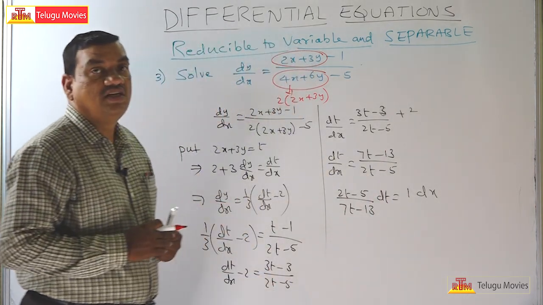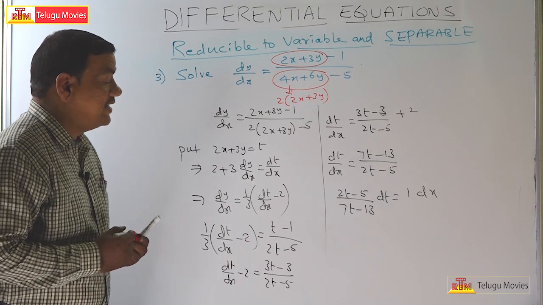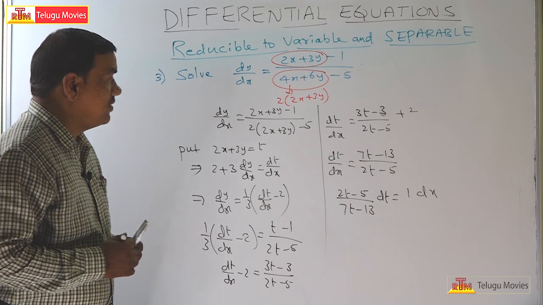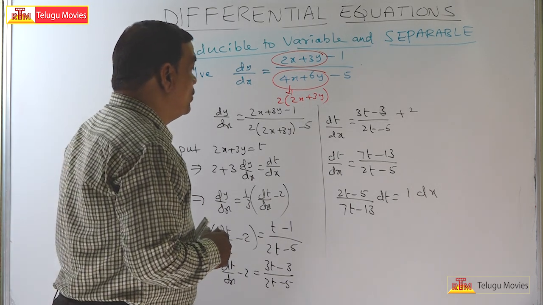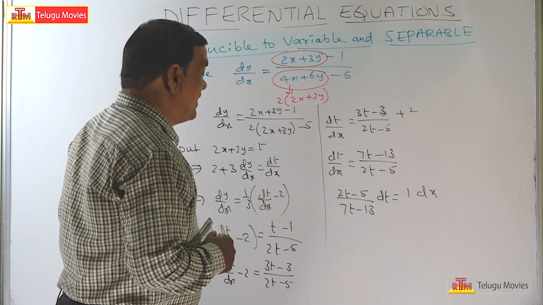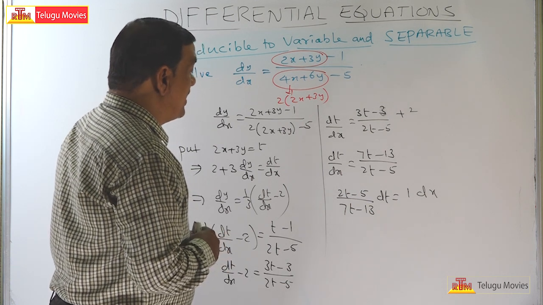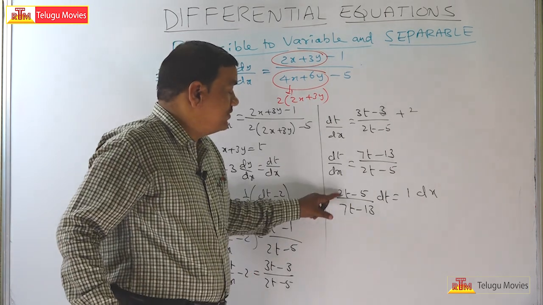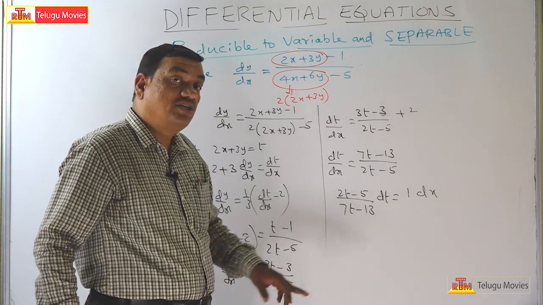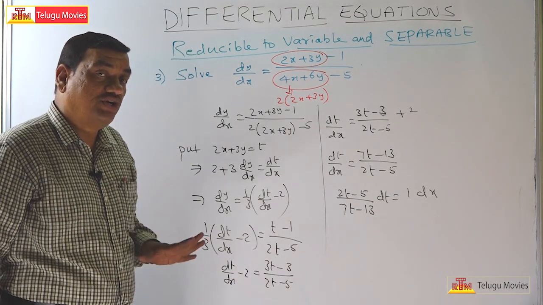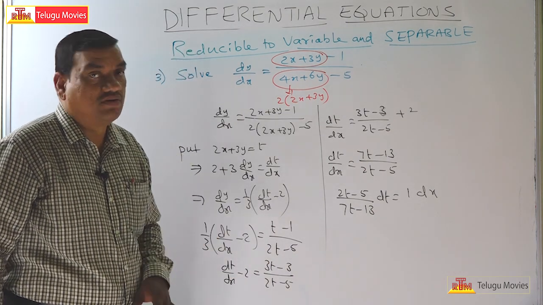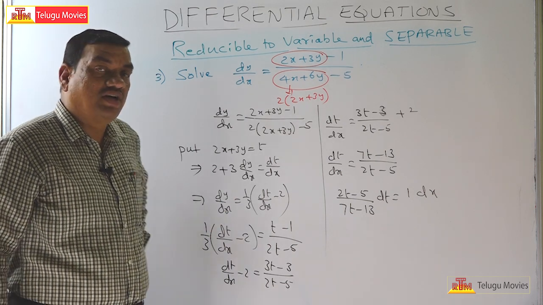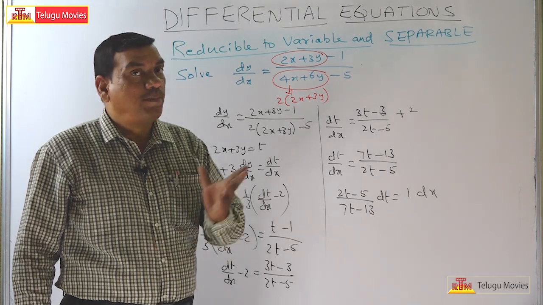So this is in the form of the variable separable method. Understand? Let us check for any mistake here: (2t minus 5) by (7t minus 13). Now, what you have to do before integration? Observe here, numerator has t, denominator also has t, both powers are same, therefore it is an improper fraction. For an improper fraction, finding the integration is very difficult. That is why make it into a proper fraction.